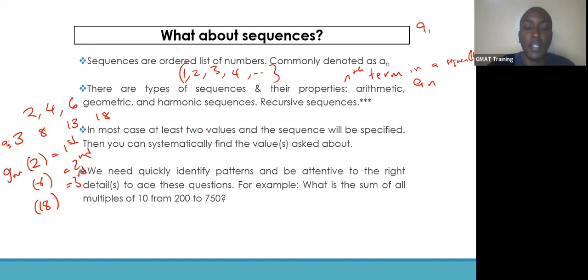And then we have the harmonic sequence. This is the reciprocals of the values of an arithmetic sequence. So in this case, we'll have a third, an eighth, 1 over 13, 1 over 18, and so on.